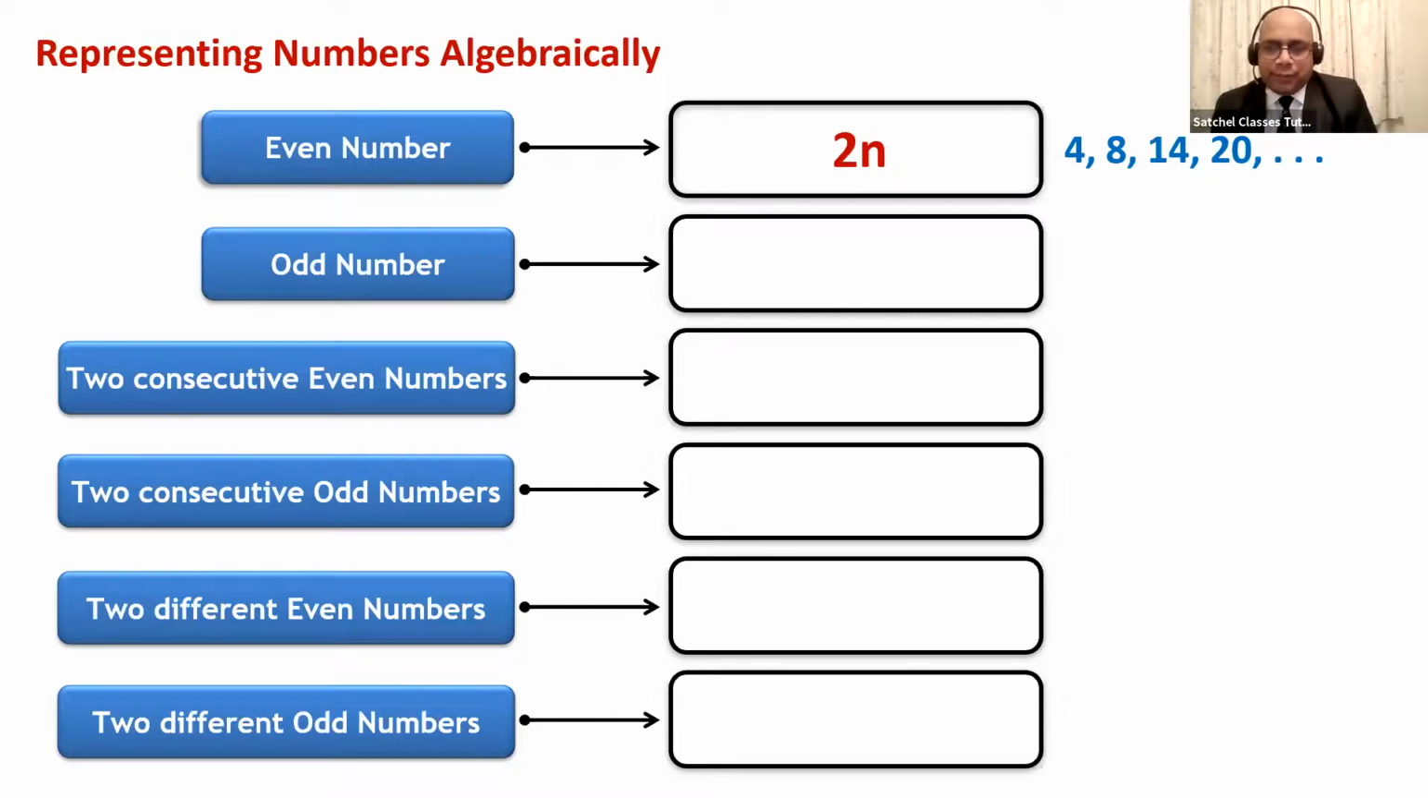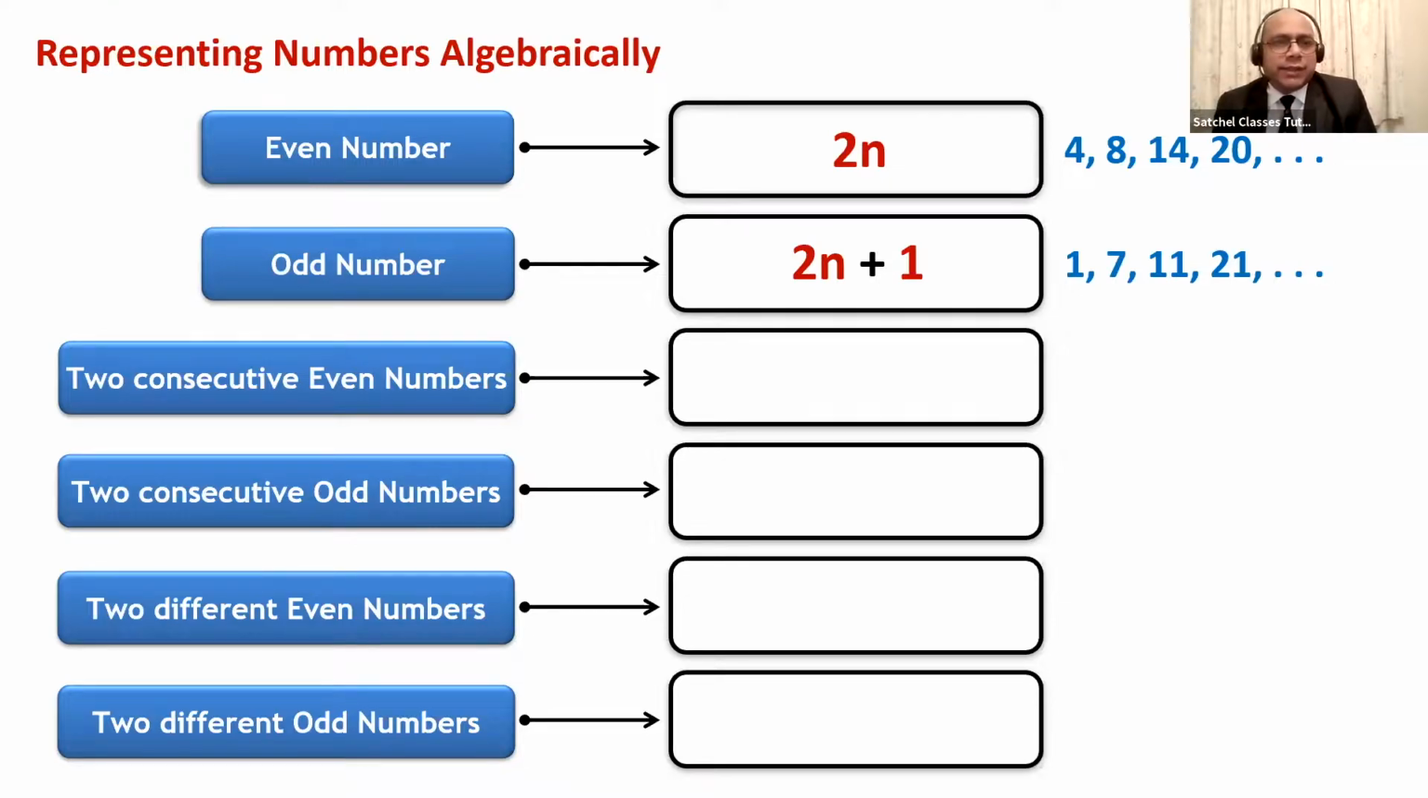What about an odd number? Examples are 1, 7, 11, 21. Now remember, an odd number is always one more than an even number, and hence it doesn't have a factor 2 in it, correct? So we can represent an odd number as 2n plus 1.